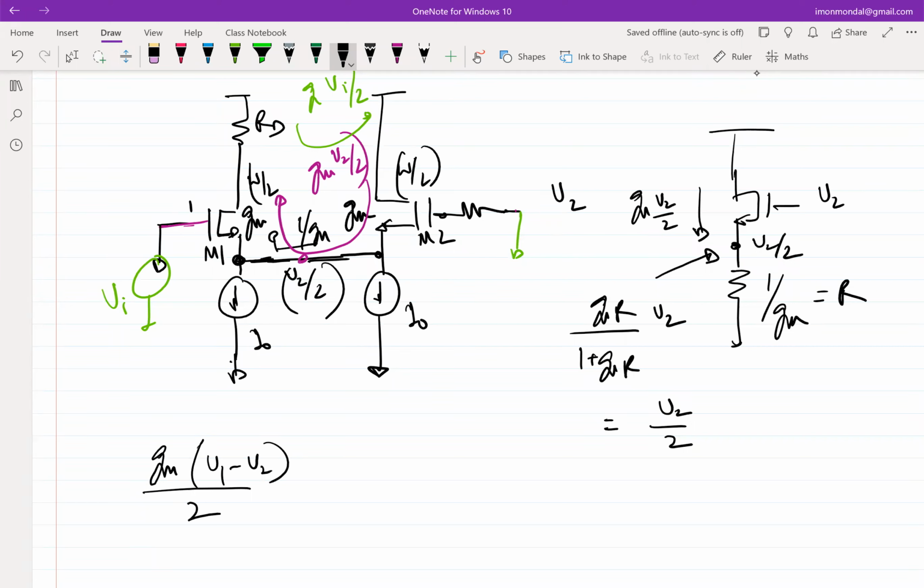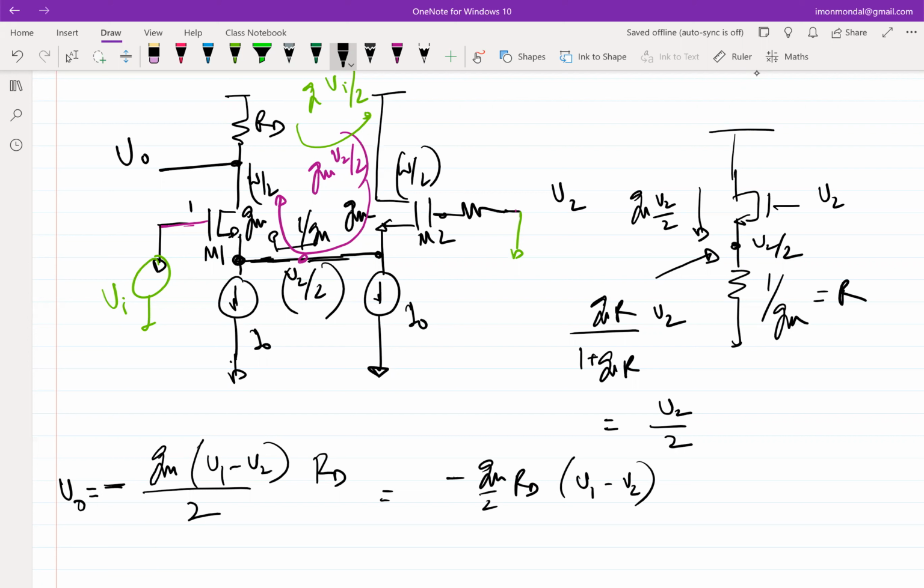This incremental current is flowing into RD. Right? The voltage that will accrue here will be what? It's this current times RD, right? This current times RD in a negative direction, because the net current direction is coming out of RD. If I call this V0, your V0 will be minus GM by 2 RD times V1 minus V2.